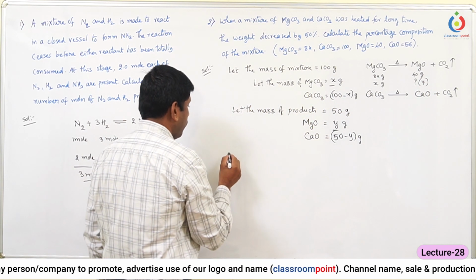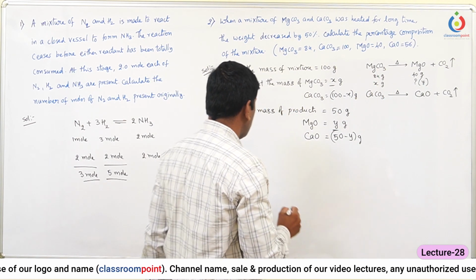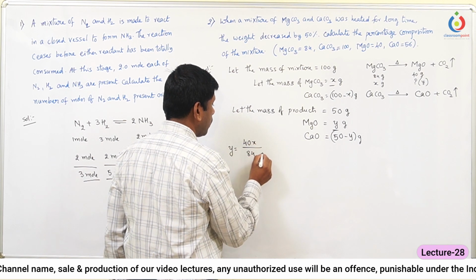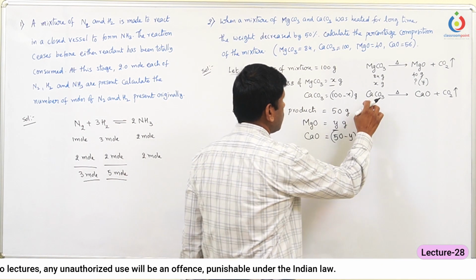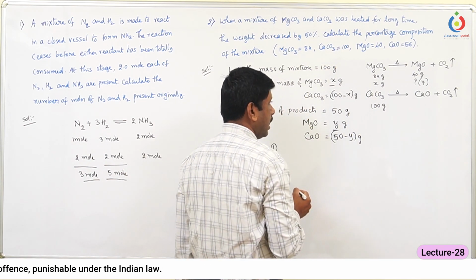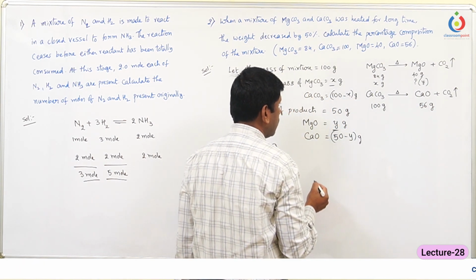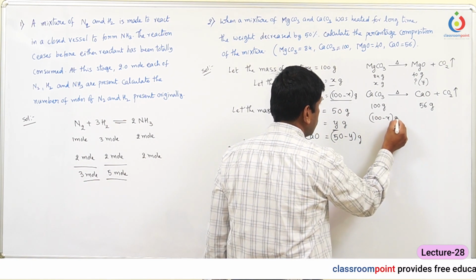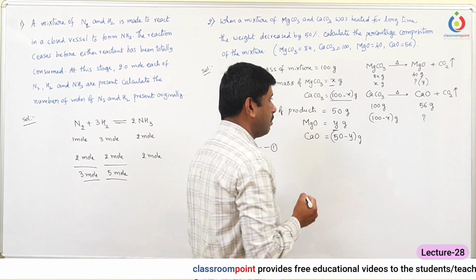So that y value, the mass of magnesium oxide, is equal to the cross multiplication: 40 into x divided by 84 grams. Let this one be considered as equation 1. Calcium carbonate's molecular mass is 100 grams. 100 grams of calcium carbonate is able to produce 56 grams of calcium oxide. Then 100 minus x grams of calcium carbonate can produce how many grams of calcium oxide?